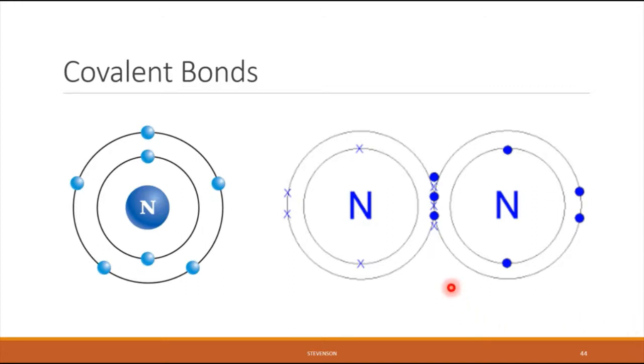On the other hand, the atom on the right of nitrogen has 1, 2, 3, 4, 5, 6, 7, 8 as well, because it counts its little circles as well as the little x's from the nitrogen on the left. So in making this sharing arrangement, both nitrogens are satisfied and can say that they count as 8 valence electrons.